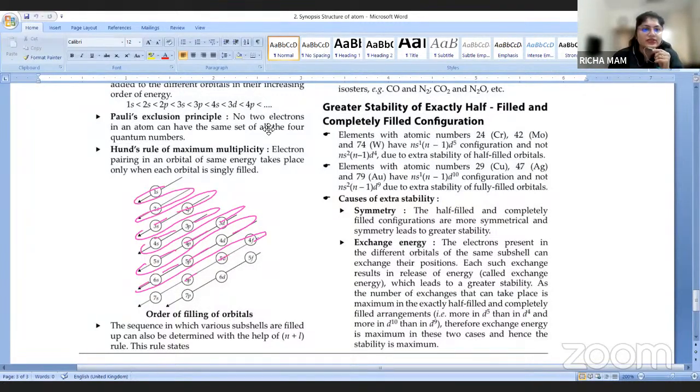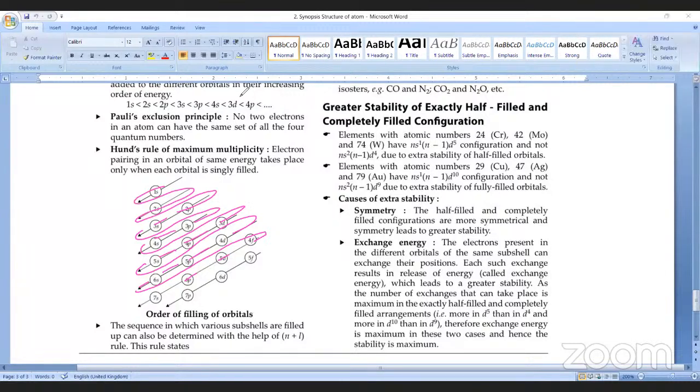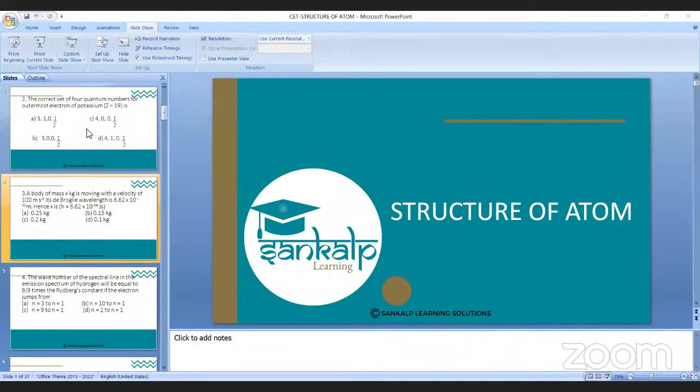So in the last class we have seen only a few questions. Let us continue with the questions. If any different type of questions come, then we will see the short notes on that. So let me continue with the questions now. We have seen the first question.